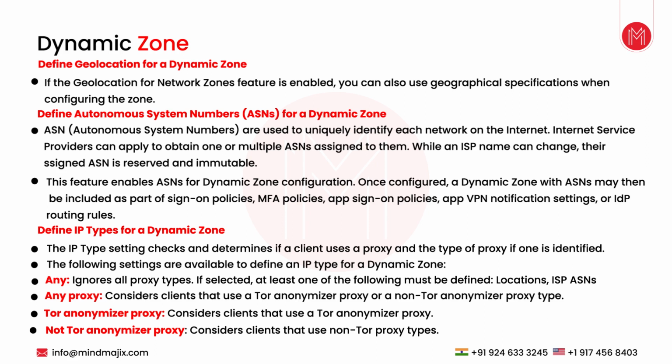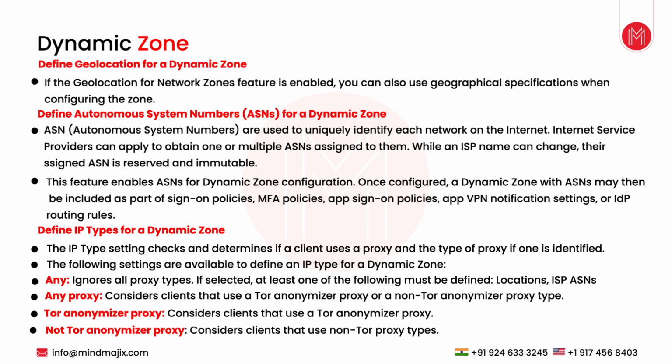This feature enables ASNs for dynamic zone configurations. Once configured, a dynamic zone with ASNs may then be included as part of sign-on policies, MFA policies, app sign-on policies, app VPN notification settings, or IDP routing rules. So whatever we have seen till now, like MFA policies, authentication policies, application policies, routing rules, and identity provider, we can use these ASNs there as well to write different types of policies.